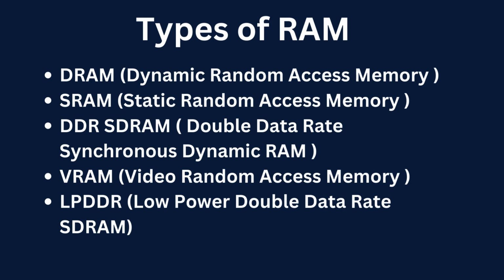DRAM, Dynamic Random Access Memory, is one of the most common types of RAM used in computers. It works by storing each bit of data in a separate capacitor within an integrated circuit. Imagine DRAM as a desk where you write down notes. However, these notes fade quickly, so you need to refresh or rewrite them to retain the information.